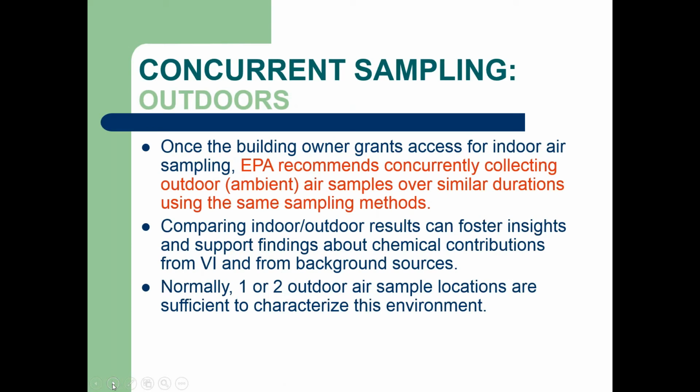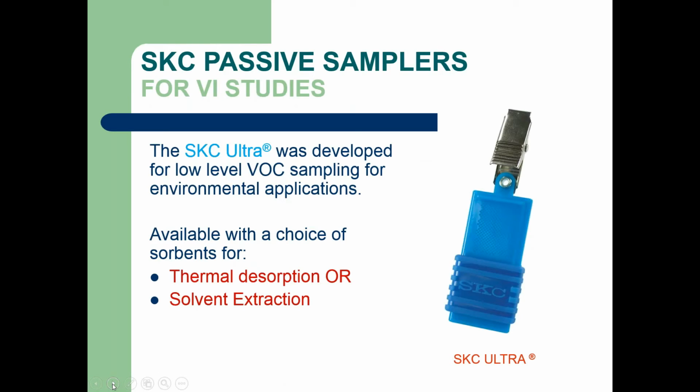Using the same sampling methods and duration, also collect 1 to 2 samples outdoors for an indication of background levels. The SKC ultra-passive sampler was developed for environmental studies such as vapor intrusion. This sampler is available with a choice of sorbents for either thermal desorption or solvent extraction followed by GC analysis. The versatility in the choice of sorbents and analysis provides application for various compounds and concentration levels. Also, the badge housing can actually be reused and refilled by the lab with sorbents for a cost-saving measure.